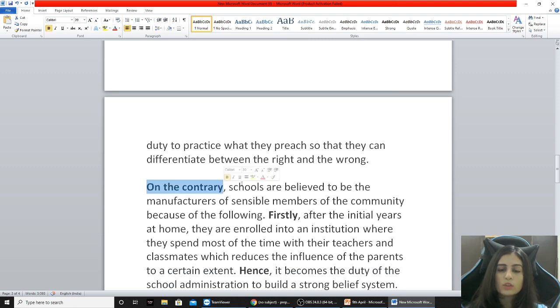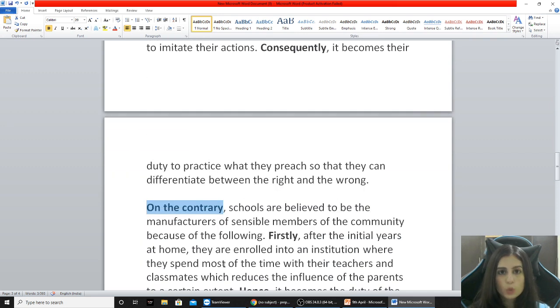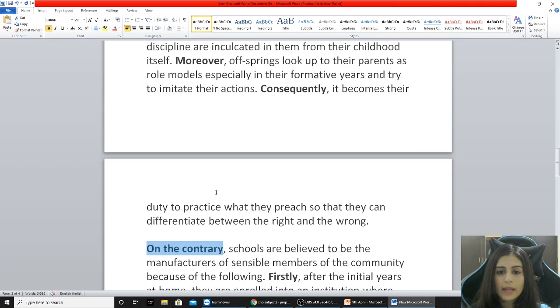Here you can write the words on the contrary, however, in contrast. So these words can be written here. So whoever was asking what do you mean by however, basically however is when you're giving contrasting information. Okay, so far we were talking about parents in the first paragraph. Now in the second paragraph we are talking about schools, why schools are important in shaping the personality of the child. Therefore we have written on the contrary कि एक चीज तो हो गई, अब हम दूसरी की बात कर रहे हैं. So here you can also start this paragraph with on the one hand and this one with on the other hand.